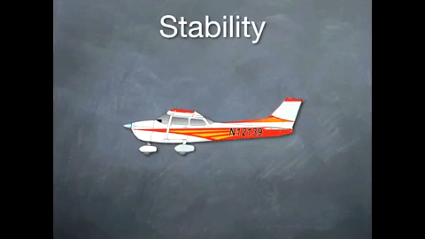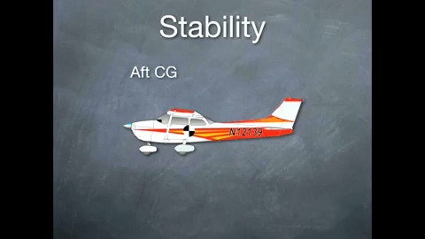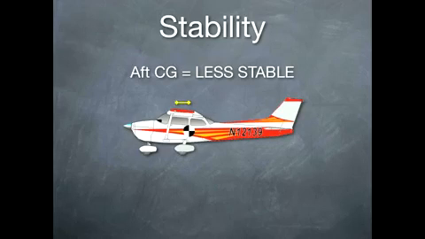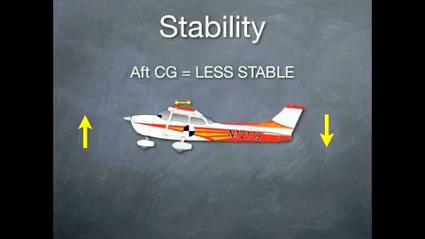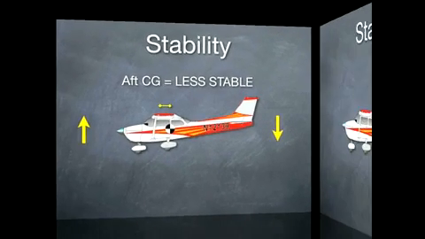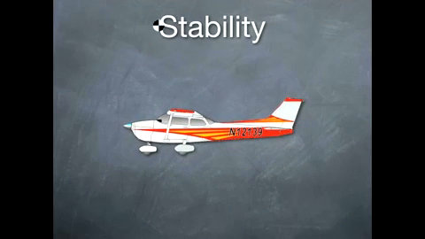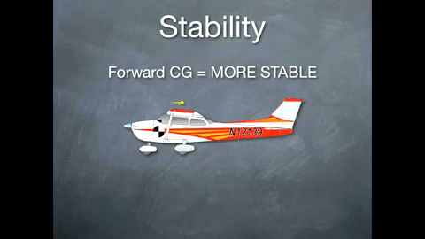Let's go ahead and take a look at how CG affects stability. An aft CG is less stable. The reason that it's less stable is because the center of gravity is closer to the center of pressure. This causes longitudinal instability, which makes our airplane go up and down. A forward CG, we can then assume, is the exact opposite. A forward CG is more stable because the center of gravity is further from the center of pressure. This increases longitudinal stability.